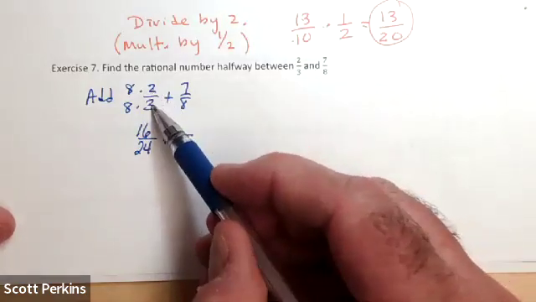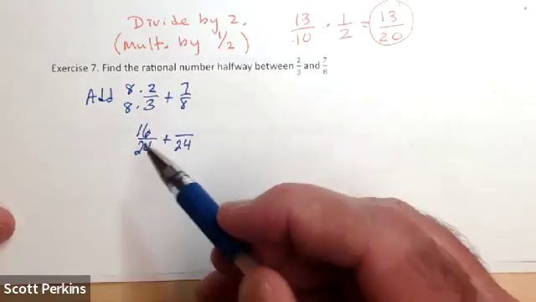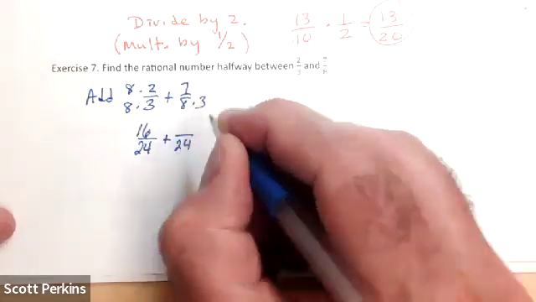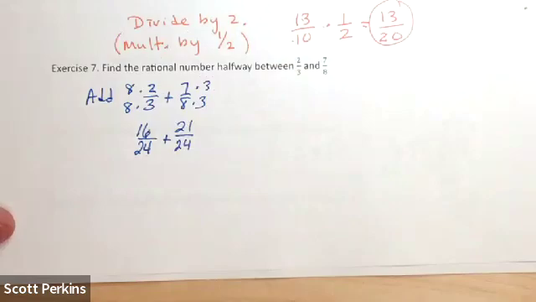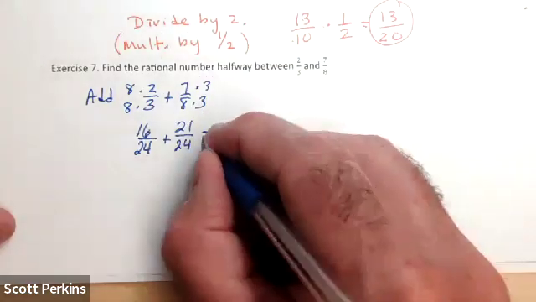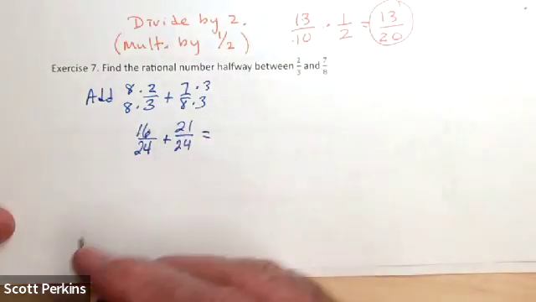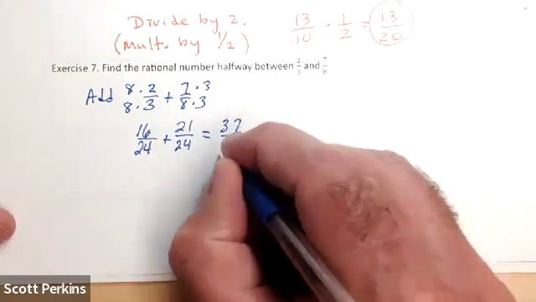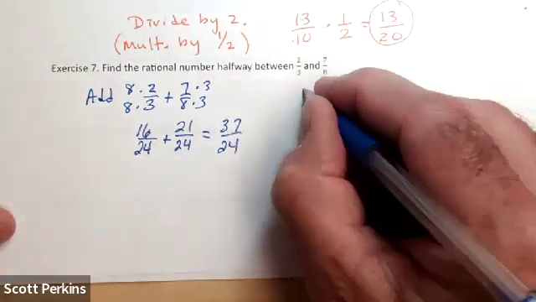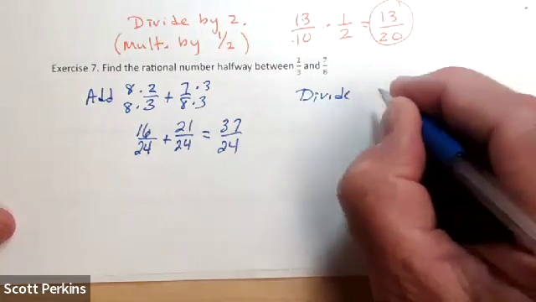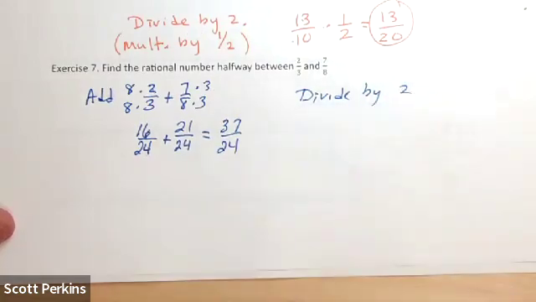2 parts out of 3 is the same thing as 16 parts out of 24. Over here, 8 times 3 is 24. So 7 times 3 is 21 out of 24. And when I add those together, I get 16 plus 21, or 37 out of 24. Then I divide by 2. Divide by 2 is the same thing as multiplying by 1/2. That's the reciprocal.